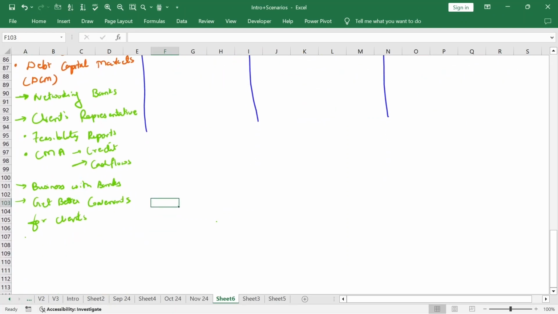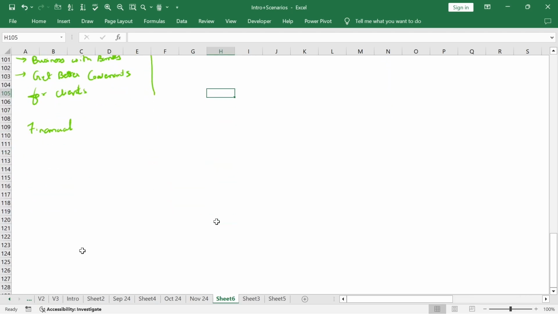So CMA is basically done in order to paint the financial position of a company. The banks will look into the financials of the borrower. This is nothing but an actual financial model. The financial model will have your P&L, your balance sheet, and your cash flow statement, and all of these will have projections and forecasts.